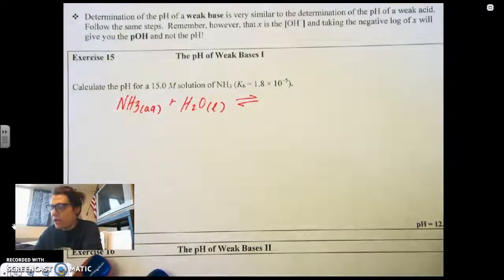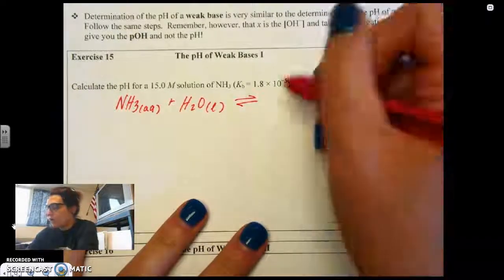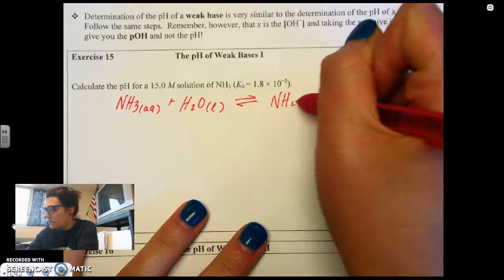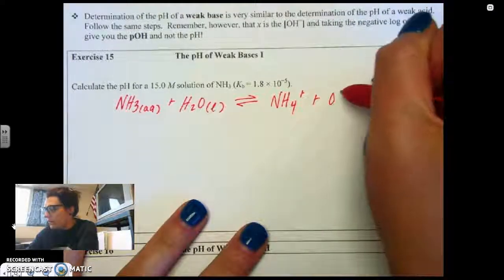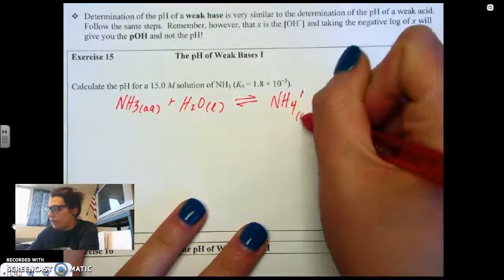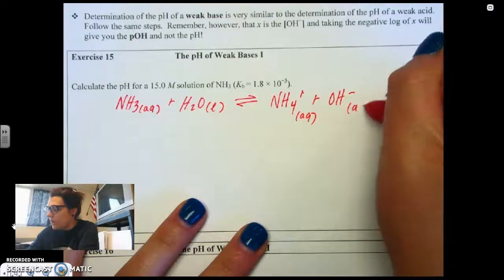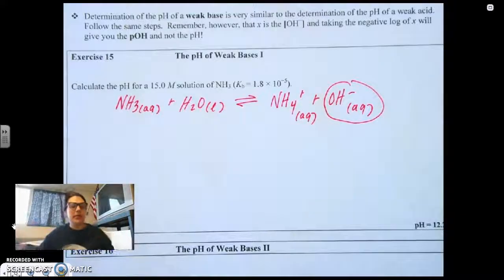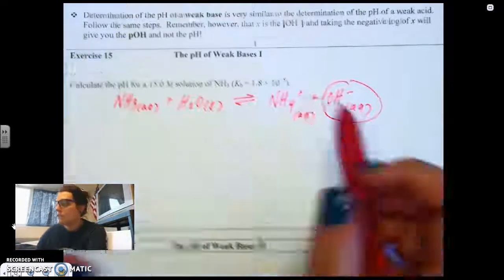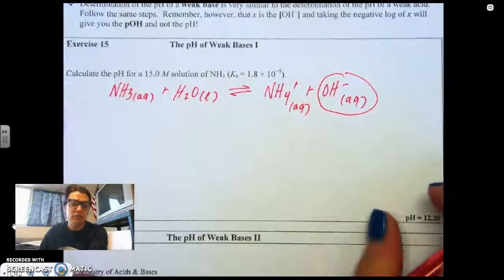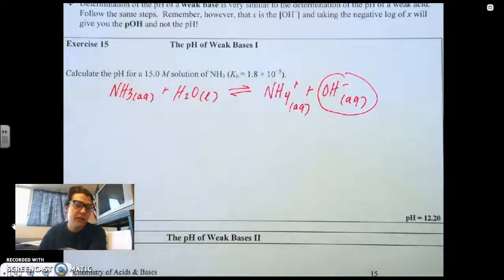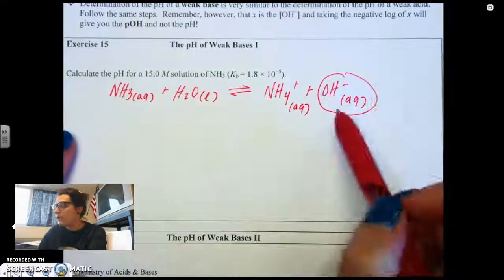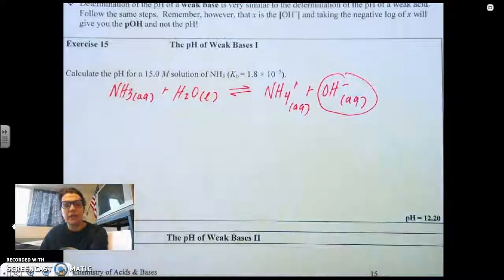So with that being said, since bases accept protons, one of my products will be NH4 plus, and the other one will be OH minus, okay? And this is why it makes the solution basic, is because it makes OH, okay? It has nothing to do with NH3. Well, I mean it does, but technically speaking, the OH is what makes NH3 basic because it accepts a proton to make that OH, okay?